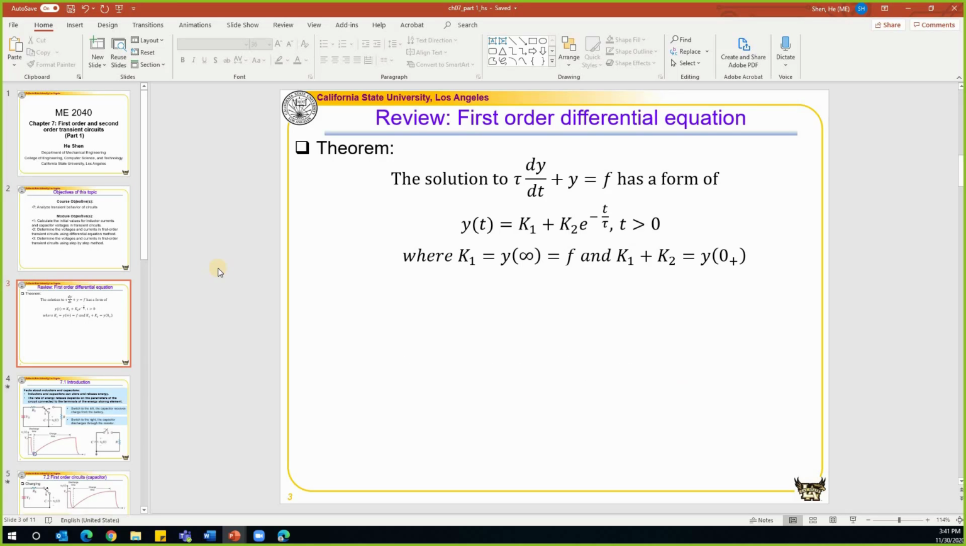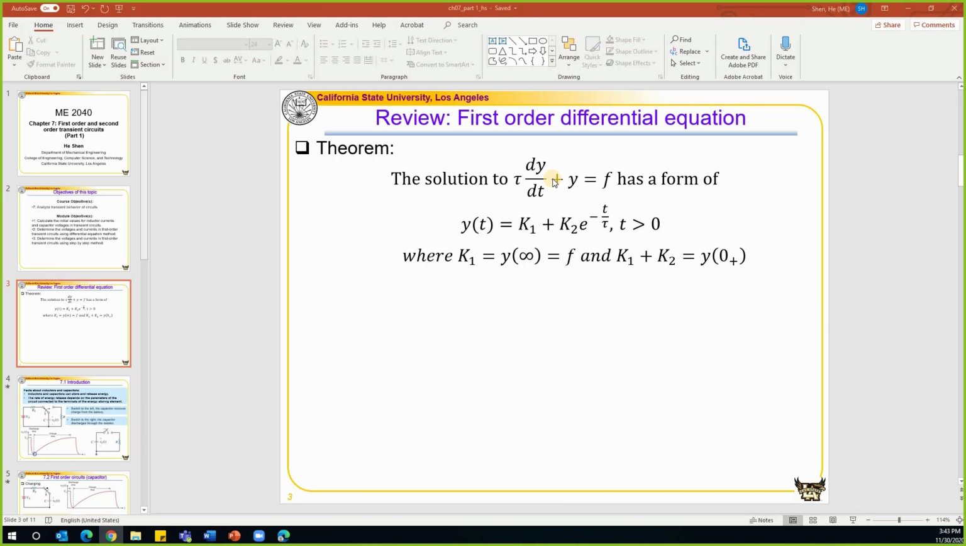Before we dive into the content of today's lecture, we're going to have a quick review of one important solution to a differential equation. This is a differential equation, tau dy over dt plus y equals f. In this differential equation, y is a variable, a function of time t. And tau is a constant, called the time constant. And f is a constant as well.